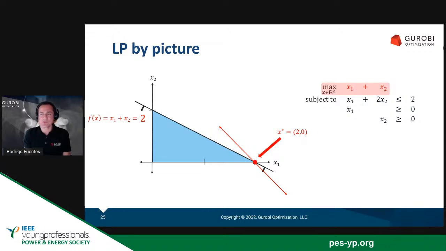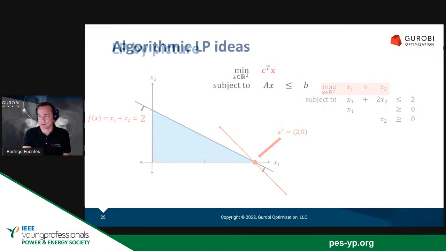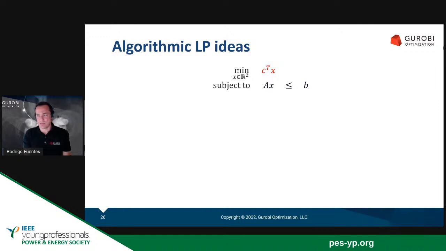We're going to talk now about how to solve this from an algorithm point of view. So the problem that we just talked about, the linear programming problem, can be written in matrix notation as follows: C transpose X, subject to AX less than or equal to B. Here the variable X is two-dimensional for the sake of this example.